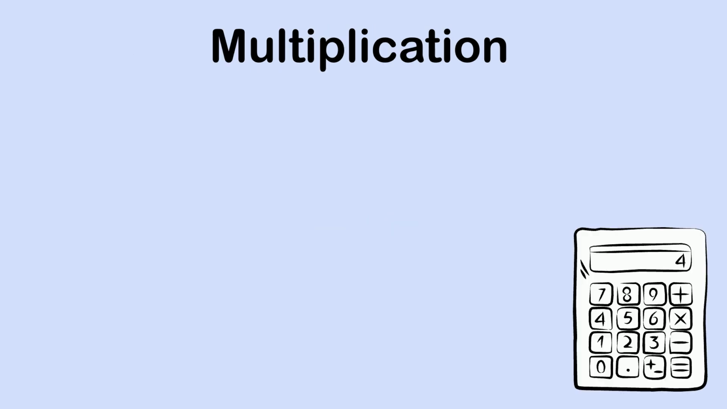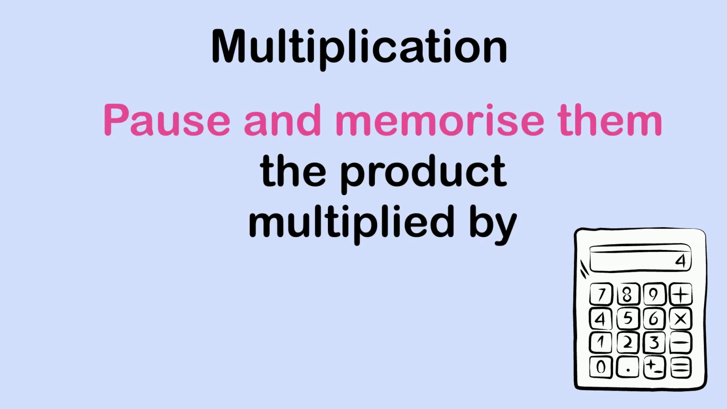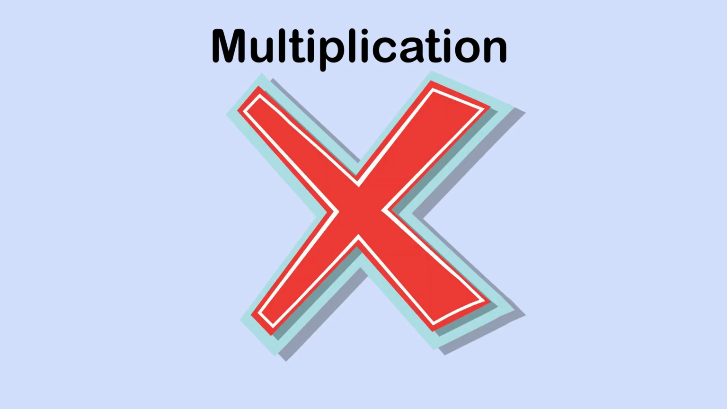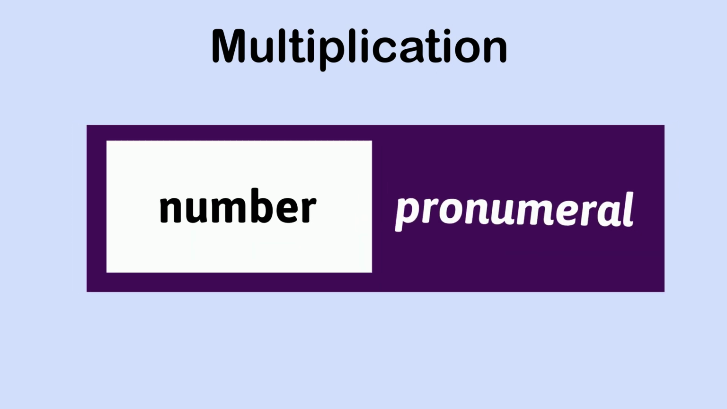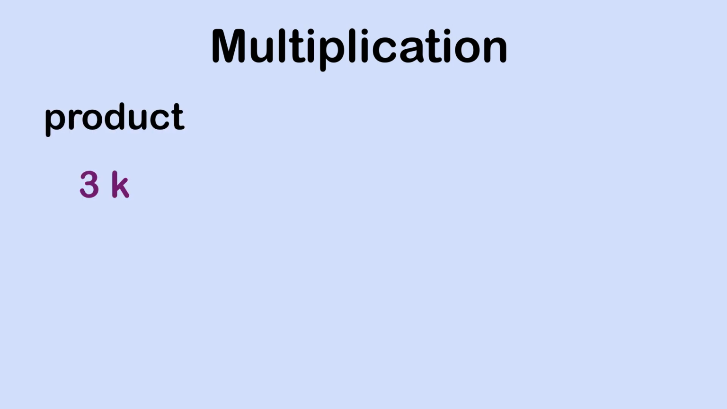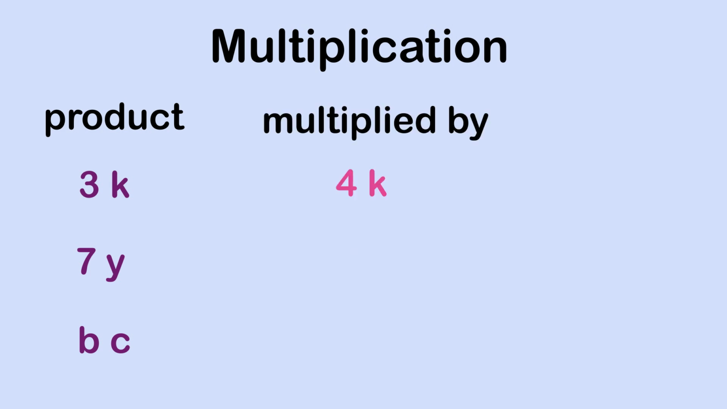Next is multiplication. Multiplication words to look for are the product and multiplied by. Remember, as mentioned in the previous video, in algebra, we don't need to put a multiplication sign between numbers and letters, and we usually start with the number first. Let us see some examples. The product of 3 and k, the product of y and 7, the product of b and c. k is multiplied by 4, 7 is multiplied by n, m is multiplied by 10.